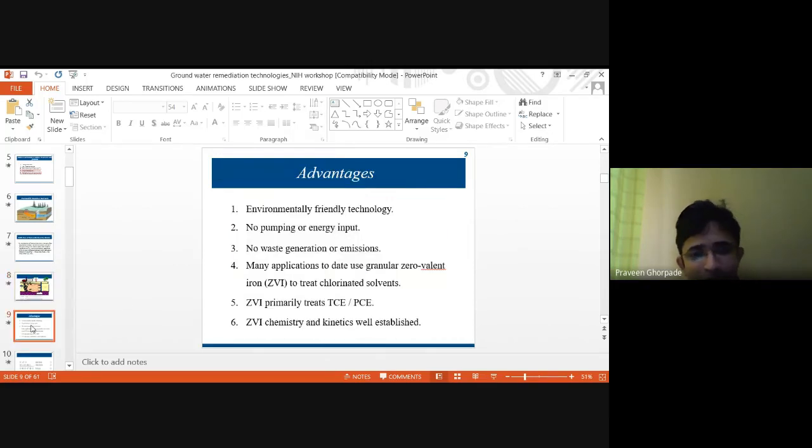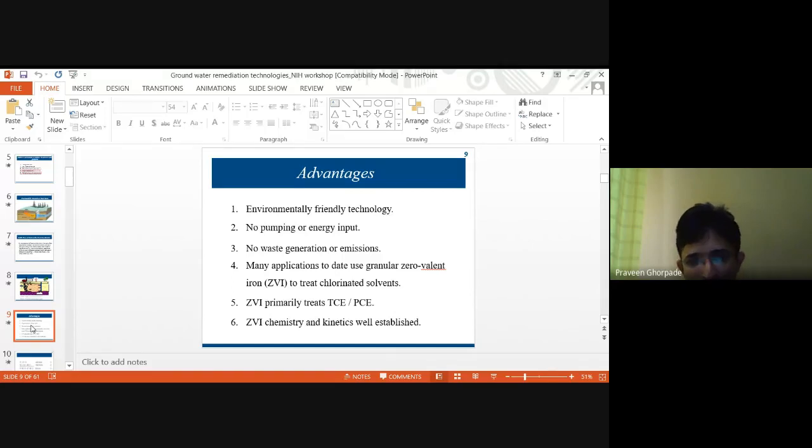So if you look into the advantages of PRB, it is an environmentally friendly technology. The materials you put in for treating the pollutants are eco-friendly. You are not going to spend on pumping or pulling out and pushing down the groundwater. You need not pull it out and push it down into the ground, so no energy is involved in this. No waste generation or emission. Basically, for the materials you develop, you should make sure that the end products which come out of it are eco-friendly and not going to create any problem.